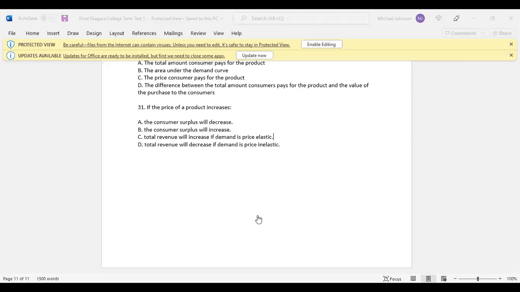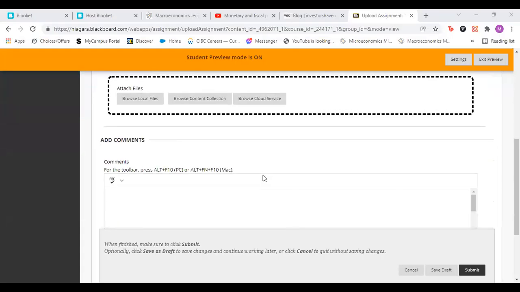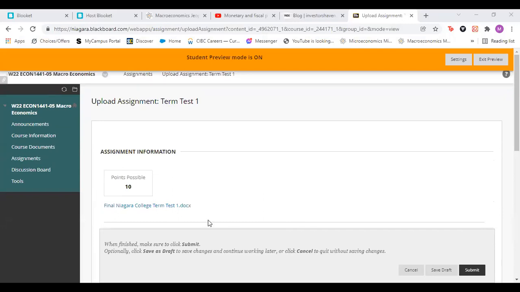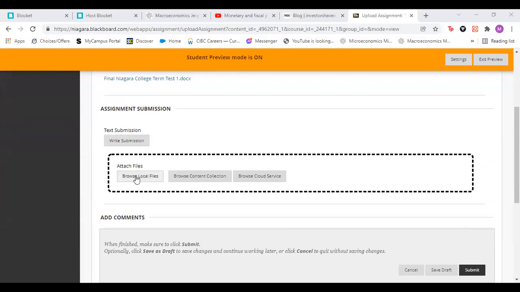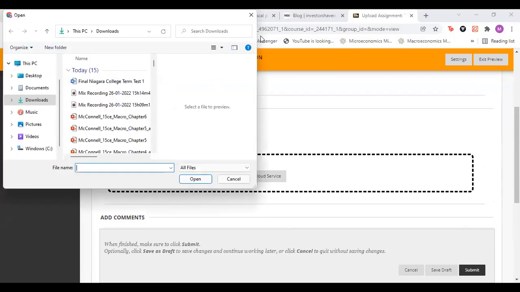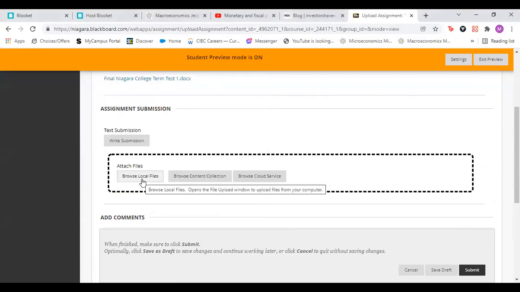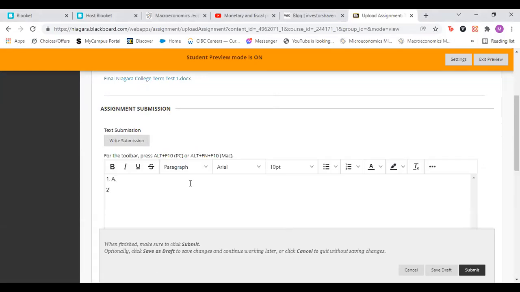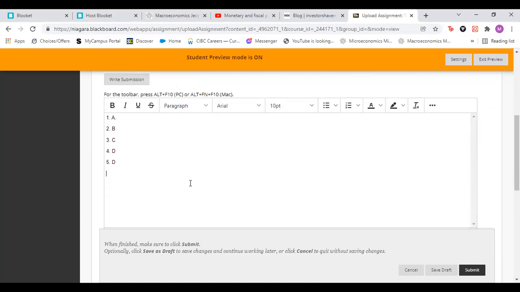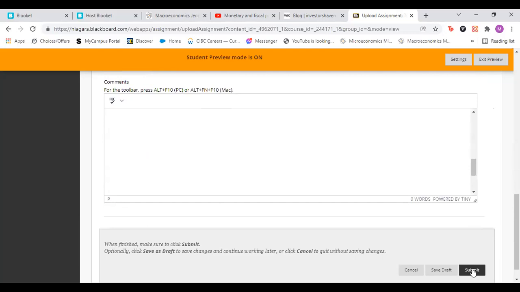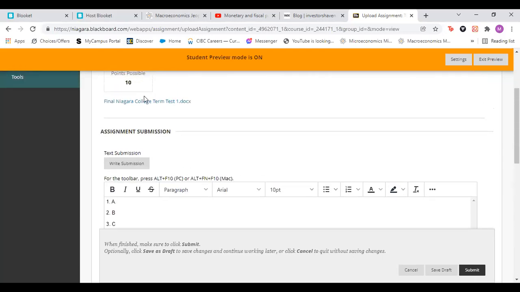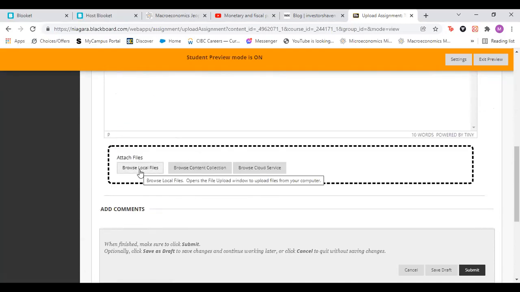So the Dropbox, I'll share my screen again. Okay, sure. Just submit it, everybody. You go to write submission or browse local files. You pick the file with your answers, or you can write your submission here. You literally do 1A, 2B, 3C, 4D, and 5D, let's say, and then press submit here. Or you can just attach your document on browse local files. If you want to write in a Word document, it's up to you. So that's how you do it.